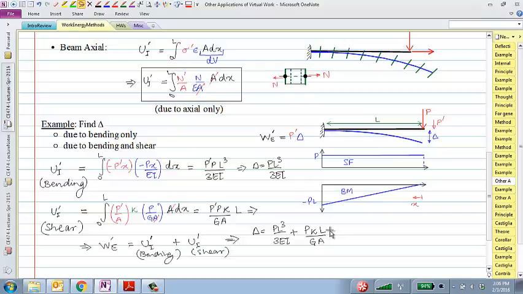All right, question, Miles? Where would we find the kappa factor? It's usually given in tables, design handbooks. Usually it hovers around 1 for different types of shapes. Sometimes it's 5 over 6 or 4 over 3 or something like that. But yeah, okay.